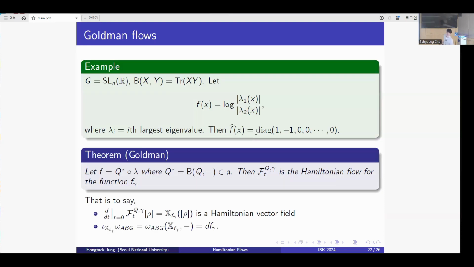F doesn't depend. I'm sorry, F hat. It does depend on x, but it has a constant value on the Weyl chamber, the positive Weyl chamber. If x is not in the positive Weyl chamber, we have to conjugate it, and the value is just conjugated. So it's not a constant function, but it is constant on the positive Weyl chamber.